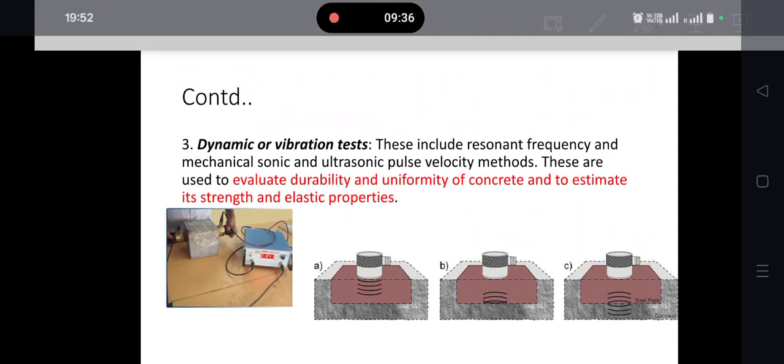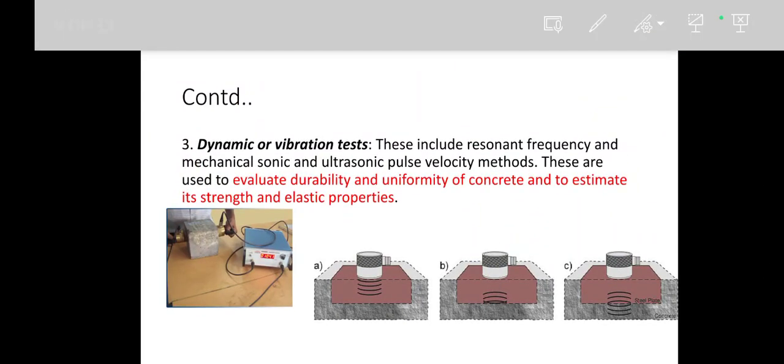Okay, so the next one is the dynamic or vibration test. In this method, we can find what the nature of the concrete inside is. The previous tests were only surface tests. In this method we are going to send sound signals into the concrete. If the concrete has a larger amount of voids or air gaps, the sound signal I send will reach the other surface later. For example, here you see, this one is the ultrasonic pulse velocity testing method.